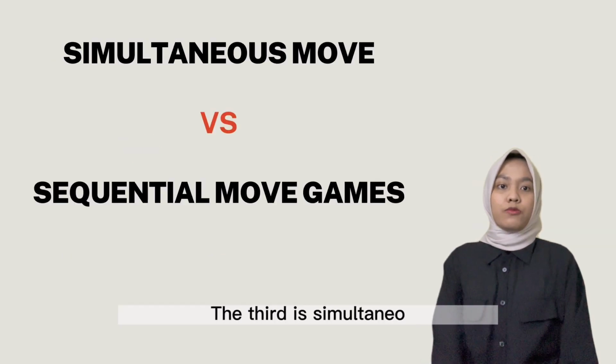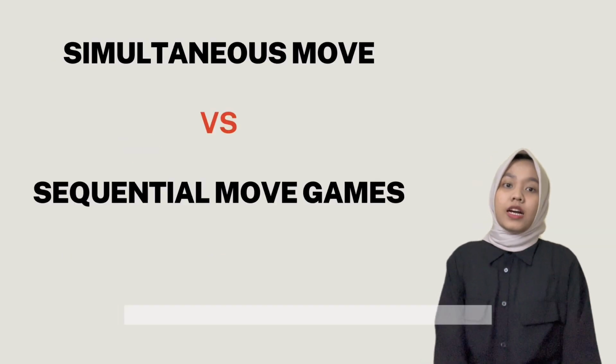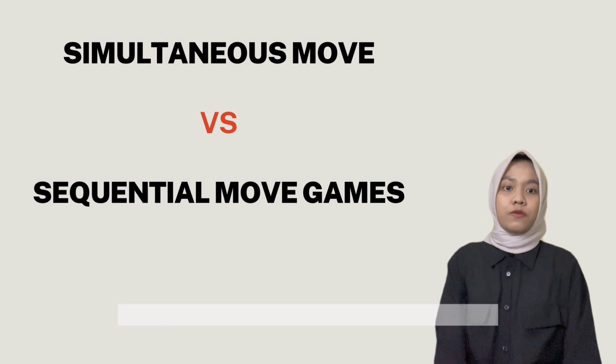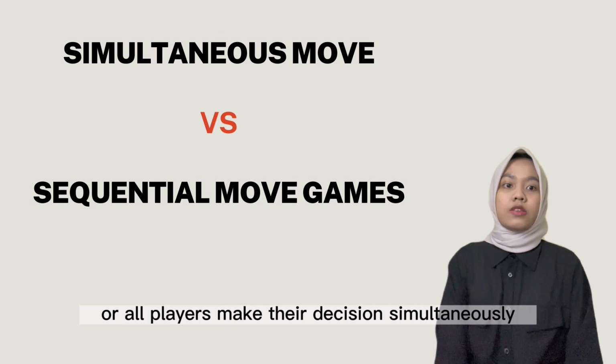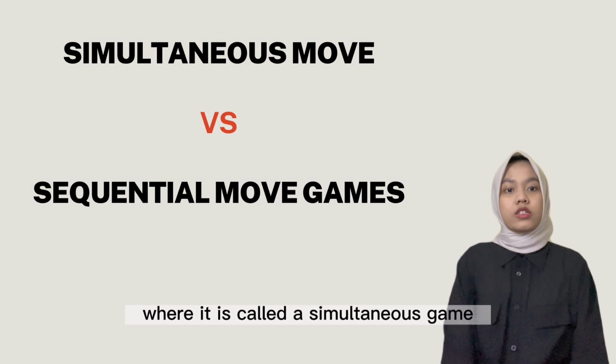The third is simultaneous and sequential. A game where players make a decision without knowing other players' decisions, or all players make their decisions simultaneously, is called a simultaneous game.